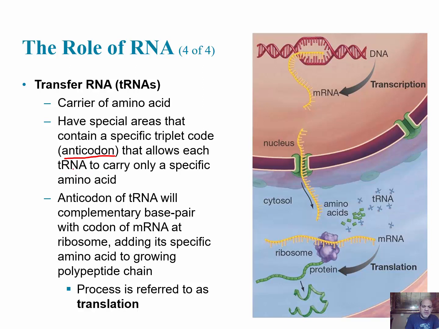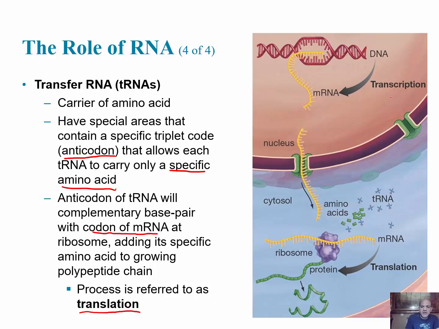So each tRNA with its specific anticodon will be carrying a very specific amino acid. So there's a specific codon for the anticodon, and that tRNA has that amino acid being carried with it. So the anticodon will complementary pair up with the codon on your mRNA, and the ribosome assists with this process as we bring in amino acids to make our polypeptide. Now this process that tRNA is involved in is called translation.